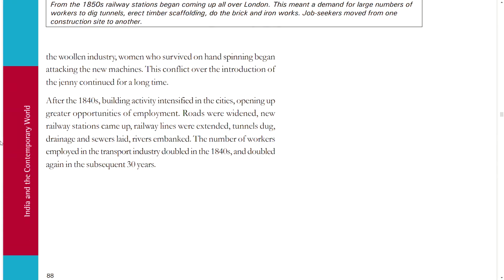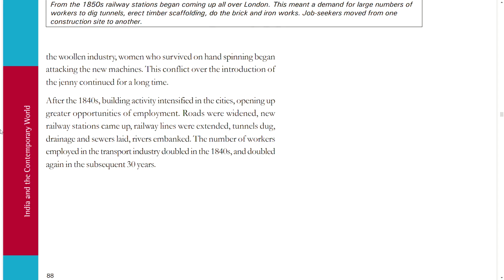In the woolen industry, women who survived on hand spinning began attacking the new machines. This conflict over the introduction of the jenny continued for a long time. After the 1840s, building activity intensified in the cities, opening up greater opportunities of employment.